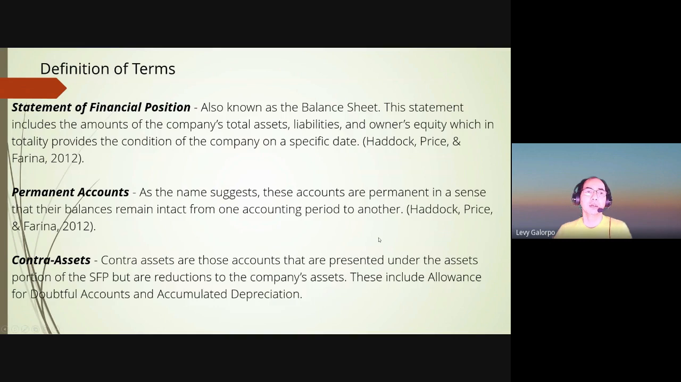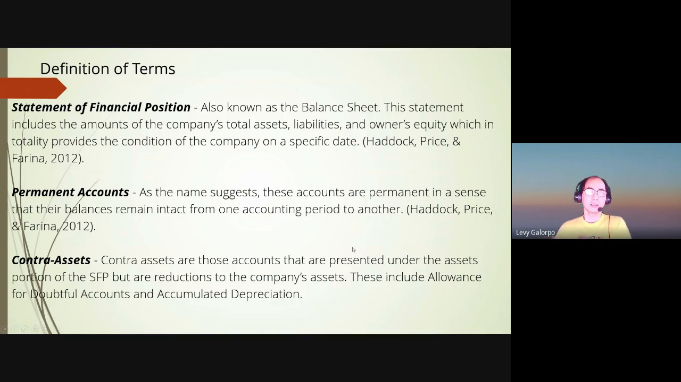Ang sabi, na nagpapakita ng kondisyon ng isang kumpanya at a specific date. Okay, mamaya, malalaman natin kung ano ba yung specific date na sinasabi na yan. Okay? Now, lipat tayo sa permanent accounts. As the name suggests, these accounts are permanent in a sense that their balances remain intact from one accounting period to another. Okay? Mamaya, makikita nyo ang example ng permanent accounts na yan.